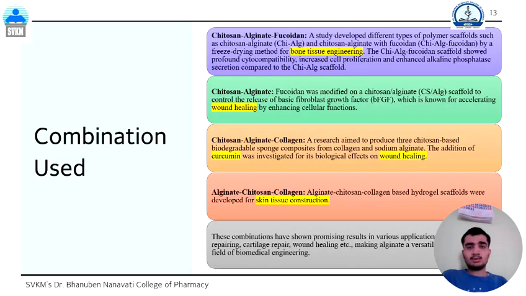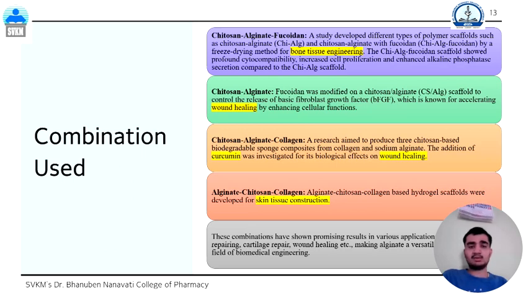Now coming to the various combinations used in tissue engineering, the combinations used have shown promising results in various applications such as bone repairing, cartilage repair, and wound healing, which make alginate versatile in biomedical engineering.